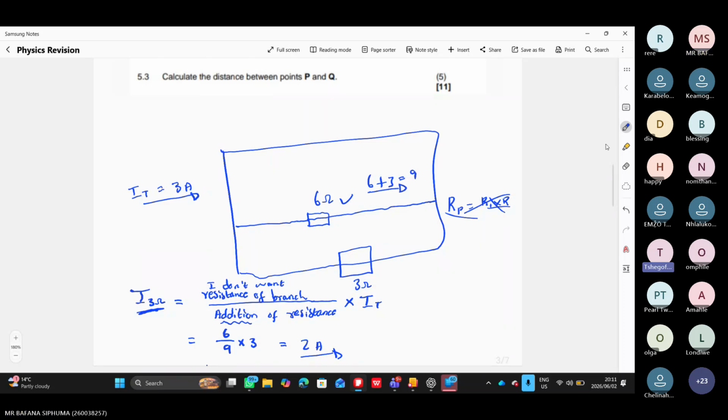So how do you identify that this one is the resistor that is unwanted? We are looking for the current on the 3 ohm resistor. It is this resistor. We're looking for the current on that resistor, which means we are not looking for the current on the other resistance. That's why I say resistance of the branch that is not wanted, because we're looking for the current on which branch? On the 3 ohm branch. You understand?